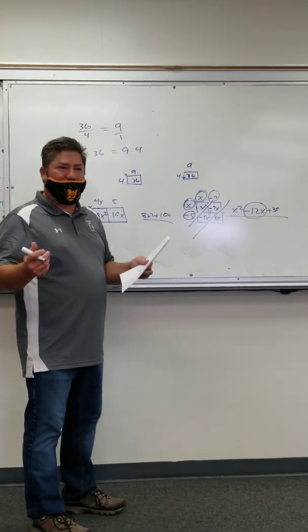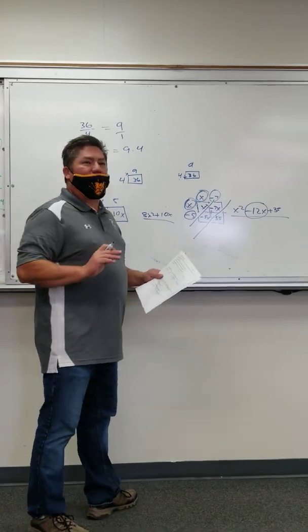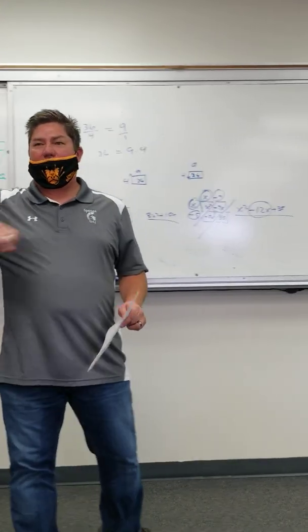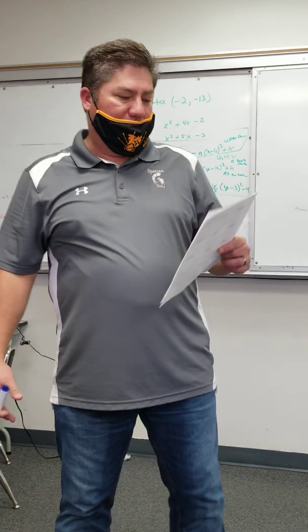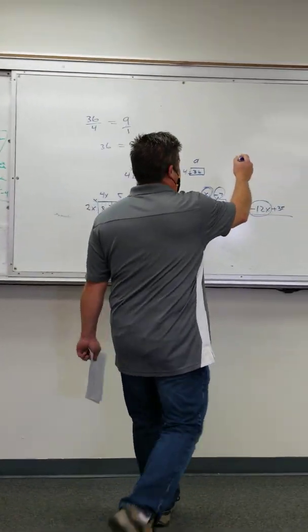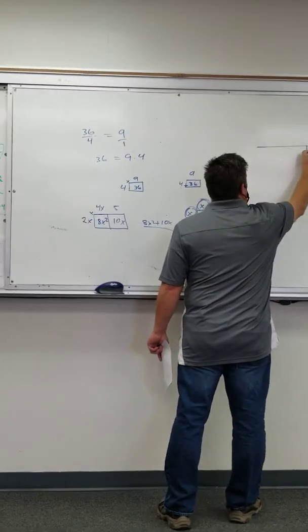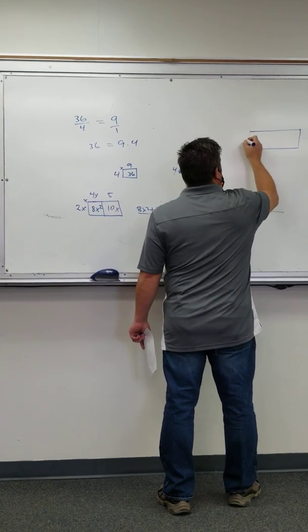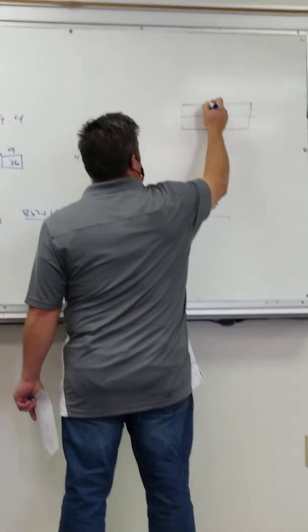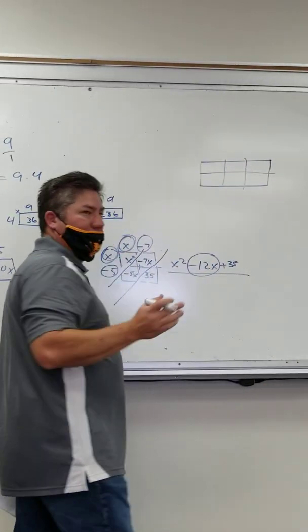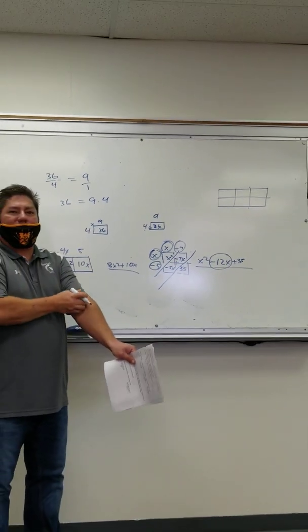Okay, let's do the last one. What do you want to draw? A what by what? Rows by columns. 2 by 3. I like doing the rows smaller myself. So I'd rather have 2 rows and 3 columns. Everybody with me? 2 rows, 3 columns.